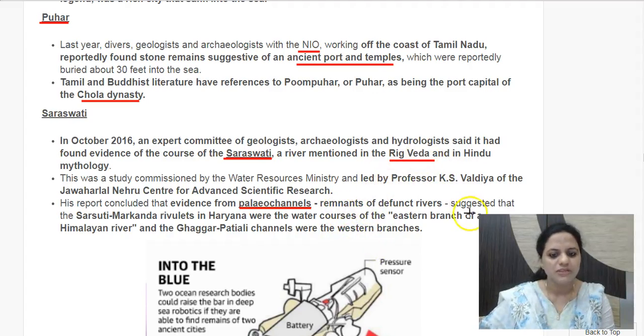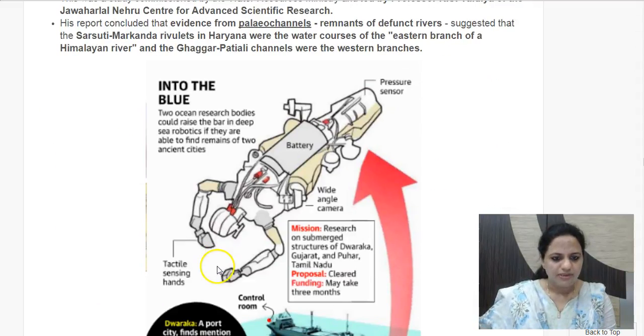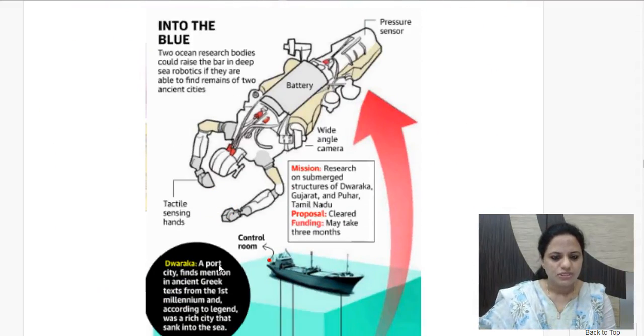These remnants of the defunct river have been found, and they suggested that the Saraswati and Markanda rivulets in Haryana presently are the eastern branch of Saraswati, and the Ghaggar and Patiali channels are the western branch of Saraswati. So this was the conclusion which this committee came to. This is the detail given here also regarding the research which would be undertaken, with robotic arms going down to look for submerged structures.